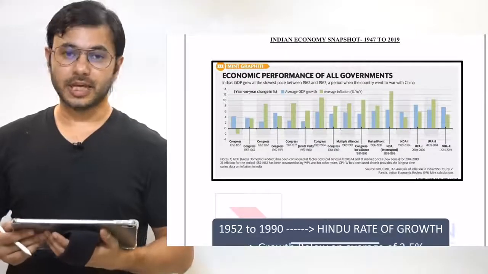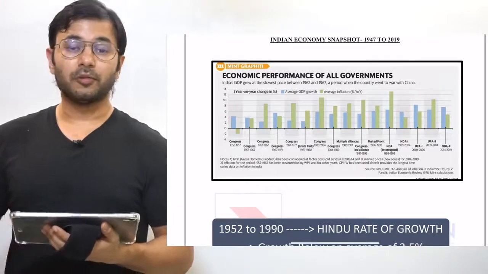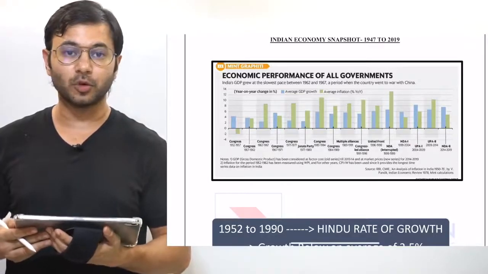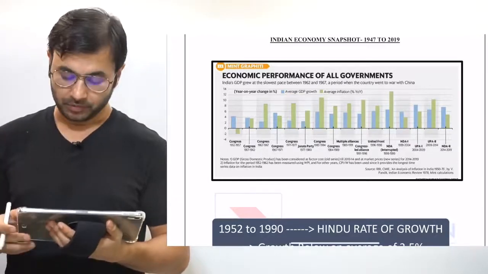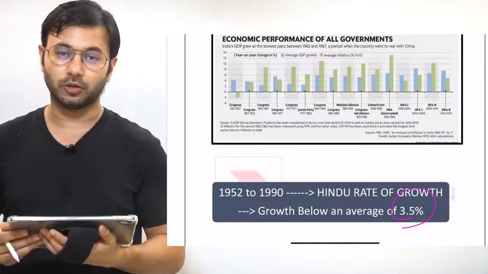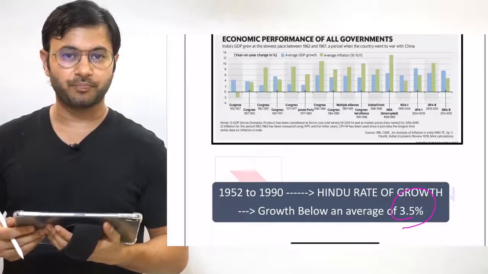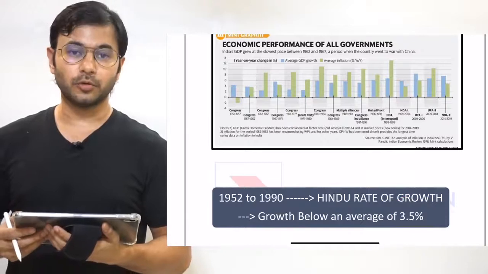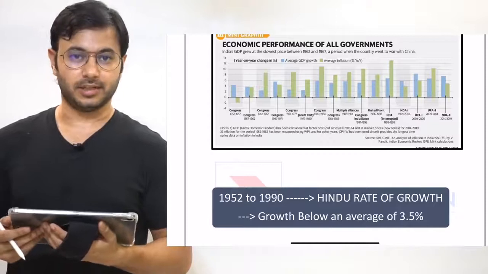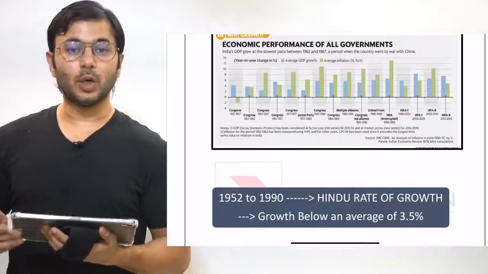Let's talk about the first and most important term, that is Hindu rate of growth. As you can see from the graph, from 1947 till 1991, India experienced an average rate of growth of only 3.5%. This average rate of growth of 3.5% is often termed as Hindu rate of growth. Therefore, Hindu rate of growth has nothing to do with the term Hinduism. It is directly connected with the low rate of growth which was experienced by India in the first half of its independence era. The major reasons and the problems associated with Hindu rate of growth will be discussed in the further slides.